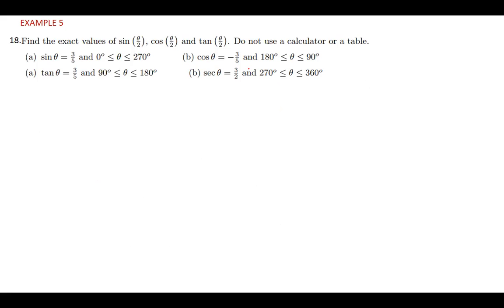All right, find the exact values for sine theta over 2. Here you just get one of those half angle formulas and use it to find these answers. Just as simple as that.